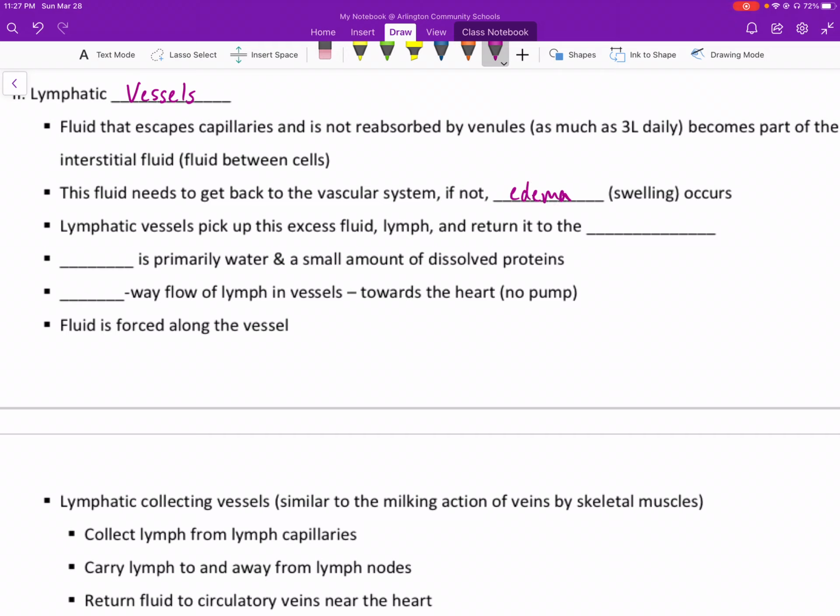And so you see a lot of edema with injuries, but you can also see a lot of edema with patients whose lymphatic system is backed up or is not working properly. So the lymphatic vessels pick up excess fluid, lymph, and return it to the bloodstream.